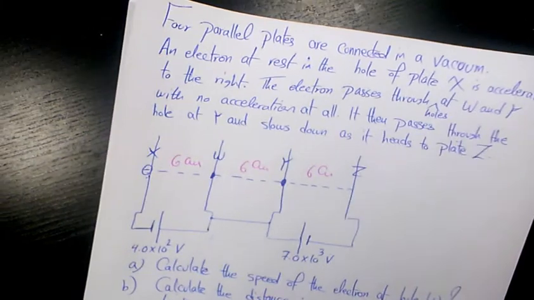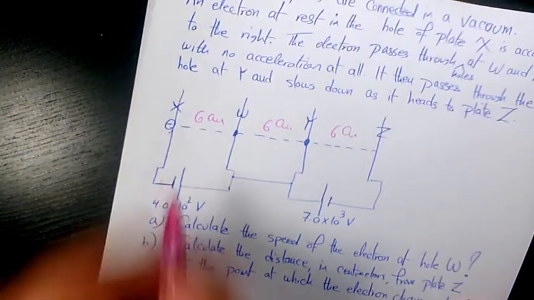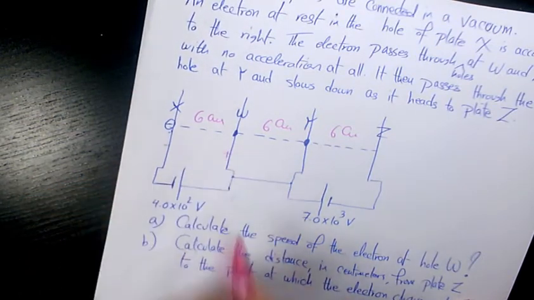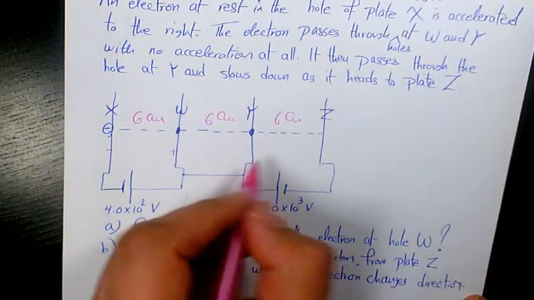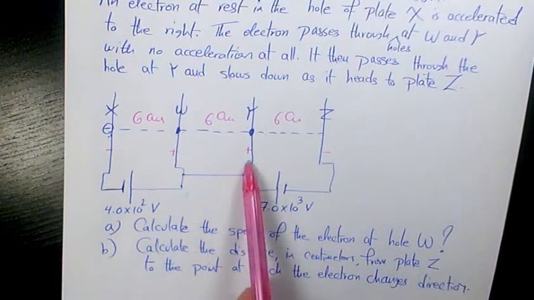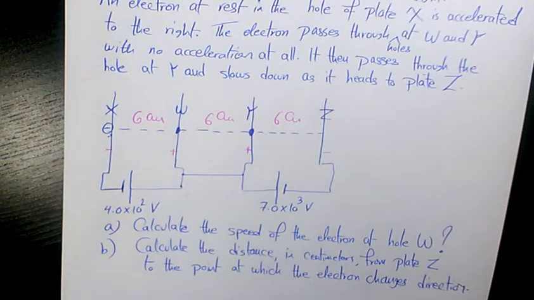So what we have here, this one is going to be the negative plate. This one is going to be the positive plate because of this arrangement. And on this side we have a positive plate and a negative plate. There is no potential difference between W and Y, so there is no acceleration between these two, because there is no force.